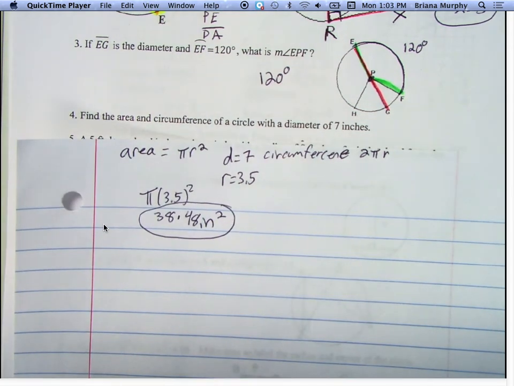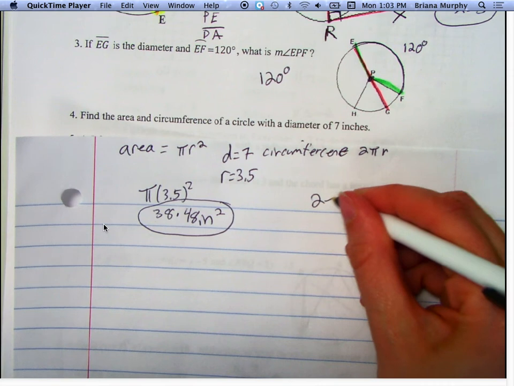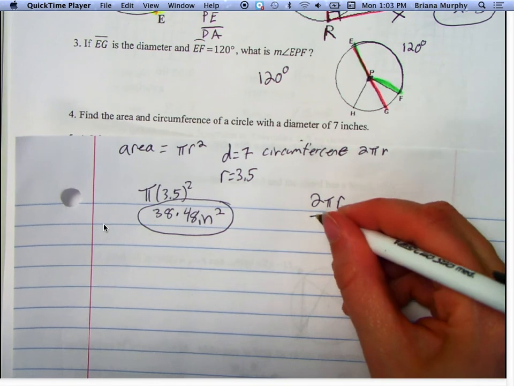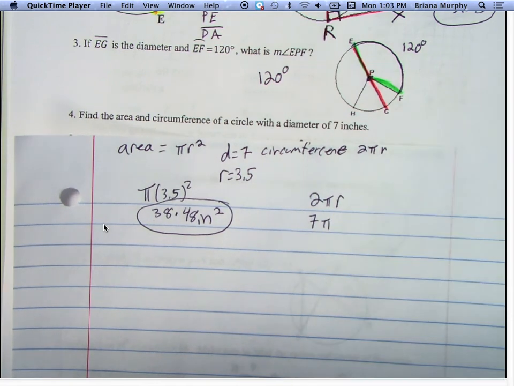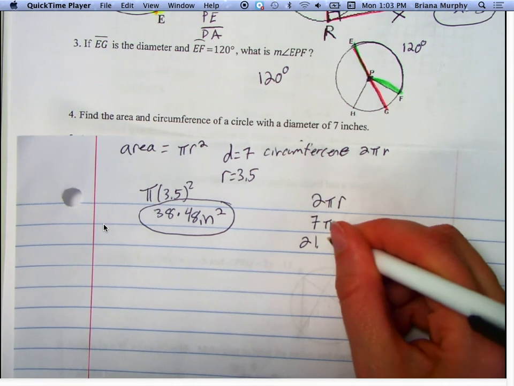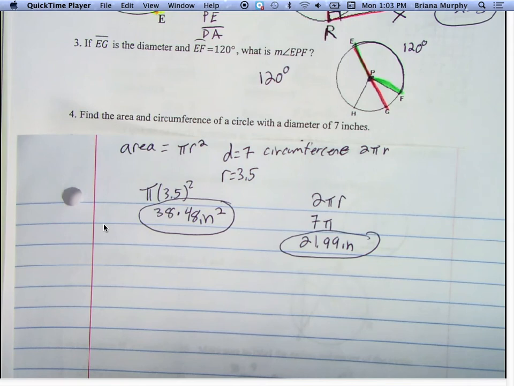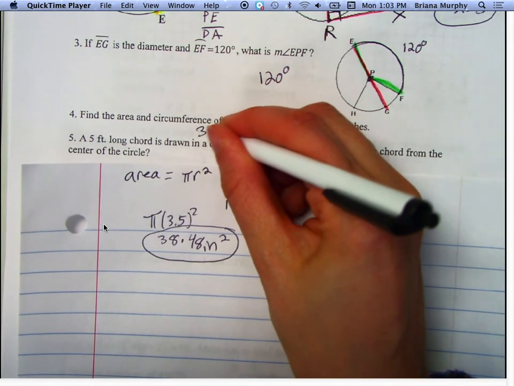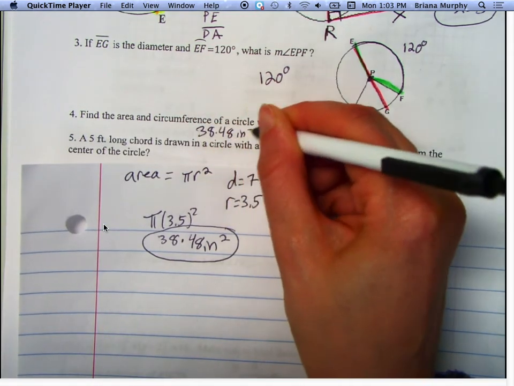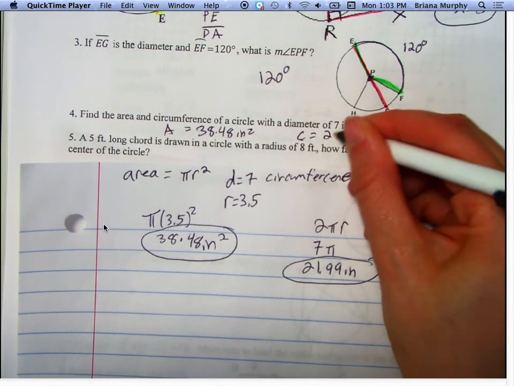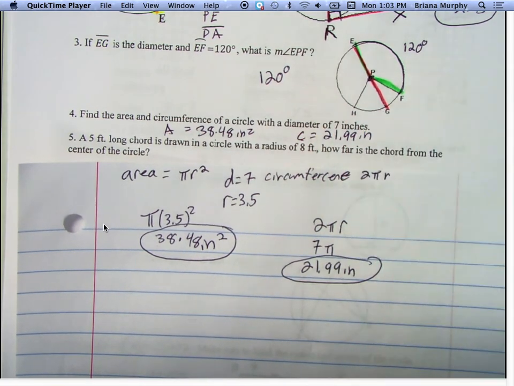Okay? Now I'm going to find the circumference, which is 2 pi r. Wait, what's 2 times r again? That's the diameter, isn't it? So couldn't I just put 7 pi? And then 7 times pi gives me 21.99. If you put 22, I would have given it to you. Inches. So we have 38.48 inches squared equals my area, and the circumference equals 21.99 inches. Again, if you had 22, that would have been fine.